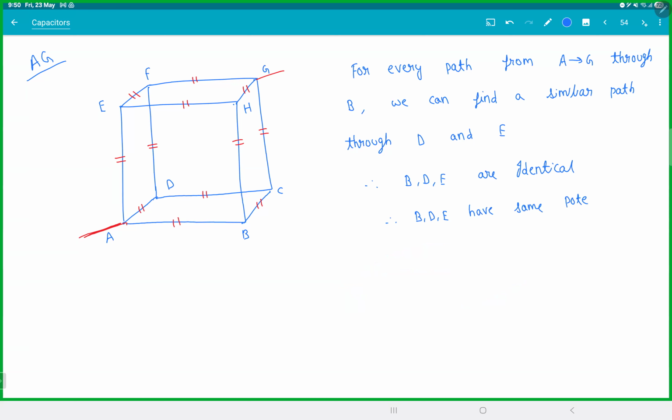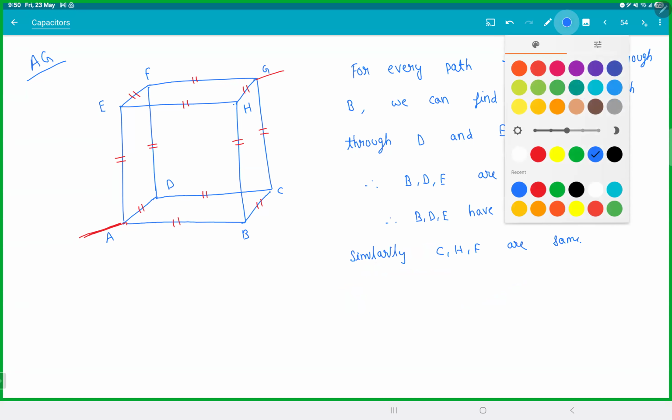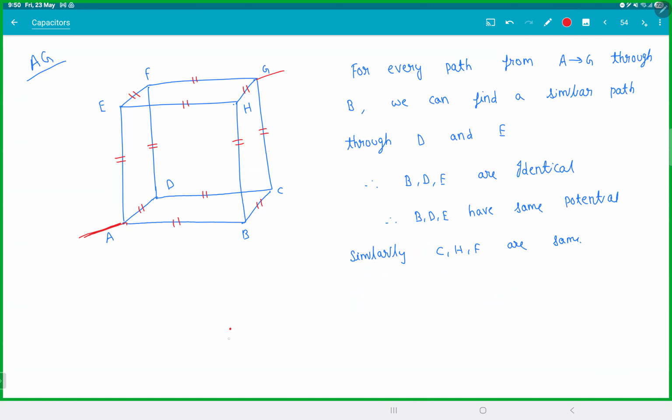Even if you put a capacitor between B and D, it can be removed. It is useless. Similarly, you can argue the same thing: C, H, and F are also the same. Therefore, even though there are 8 points, your whole circuit becomes like this. This is point A. You can club B, D, and E together as a single point. You can club C, H, and F together as a single point, and you have G.